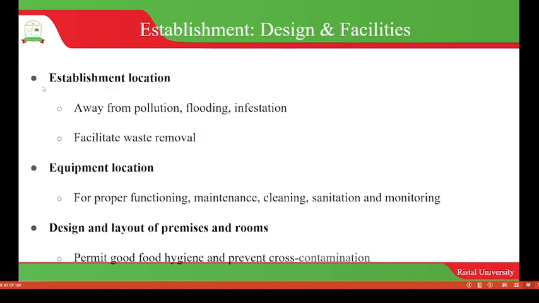So the establishment should be located away from polluted areas. This is to avoid the contamination of the food products with the pollutants. Then it has to also be away from flooding to avoid stagnant water. And then the area where the establishment is located should be free from pest and rodent infestation. Then the establishment location should also facilitate waste removal.